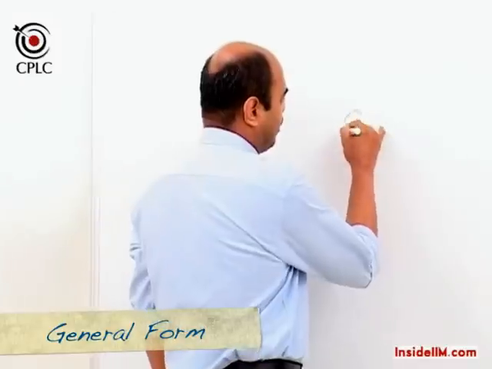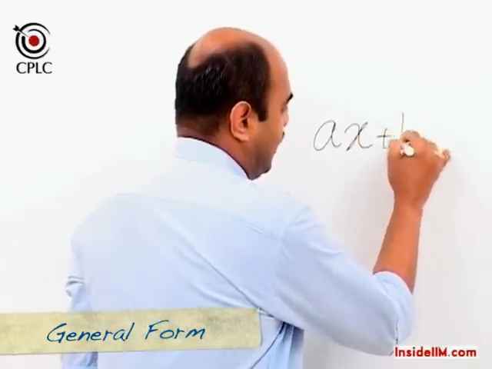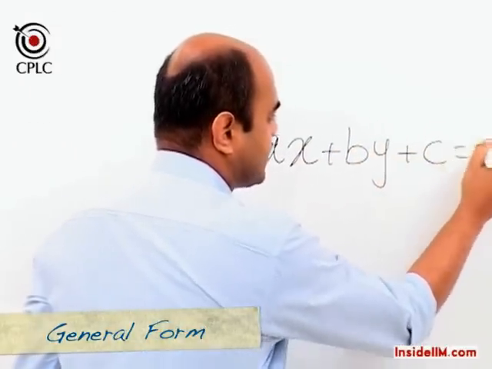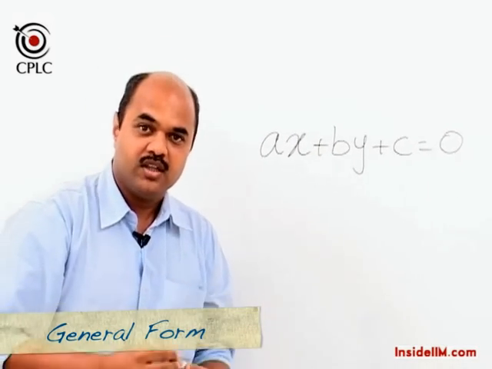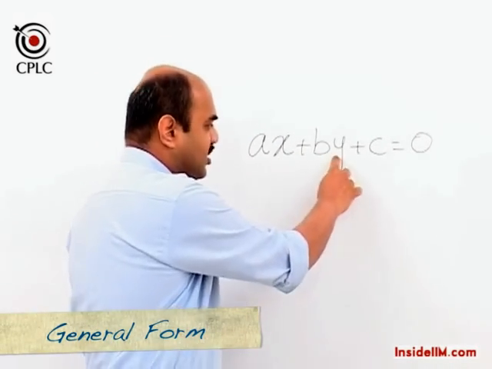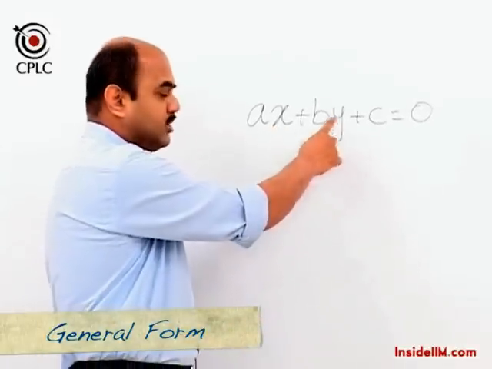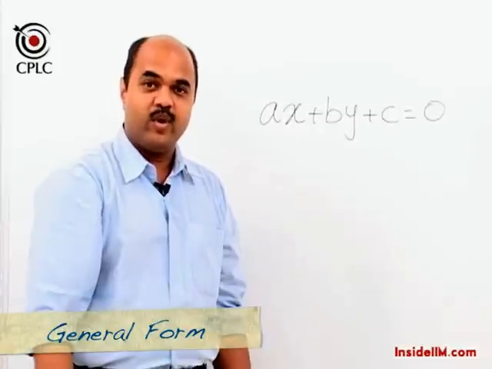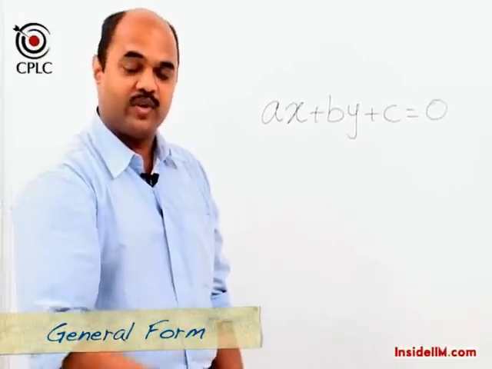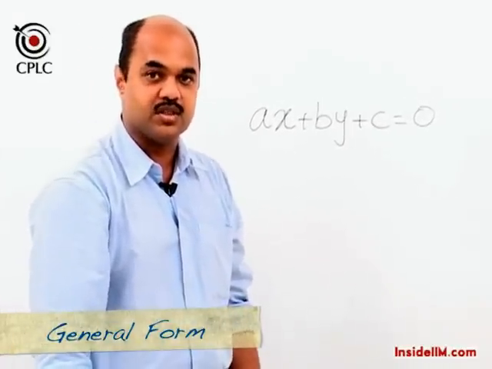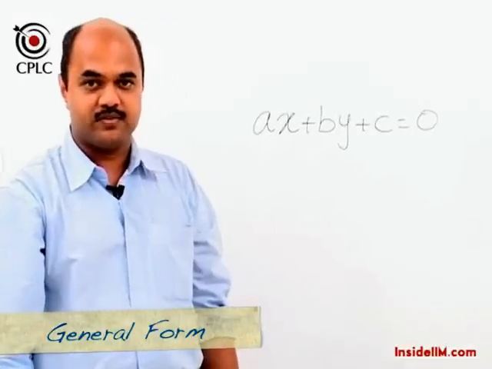The general form of a linear equation is ax + by + c = 0. Now when we look at the variables x and y here, we can see that the power of these variables is only 1. And when the maximum power is 1, such an equation is called a linear equation.